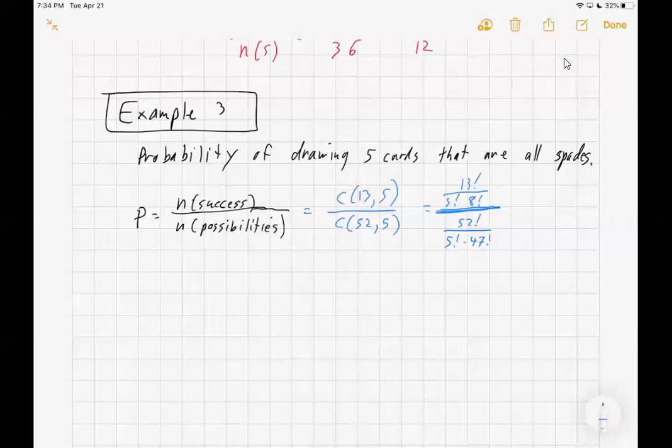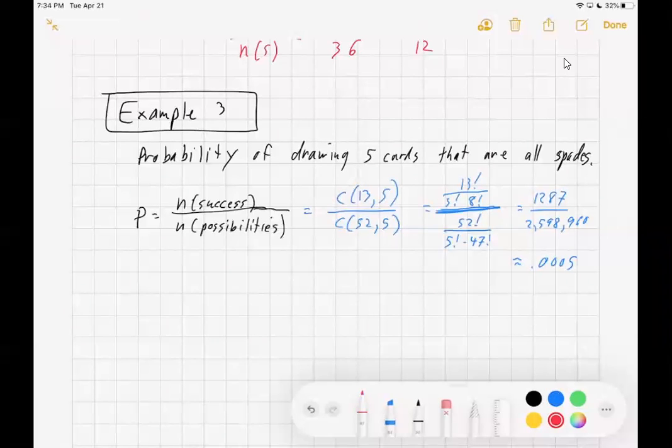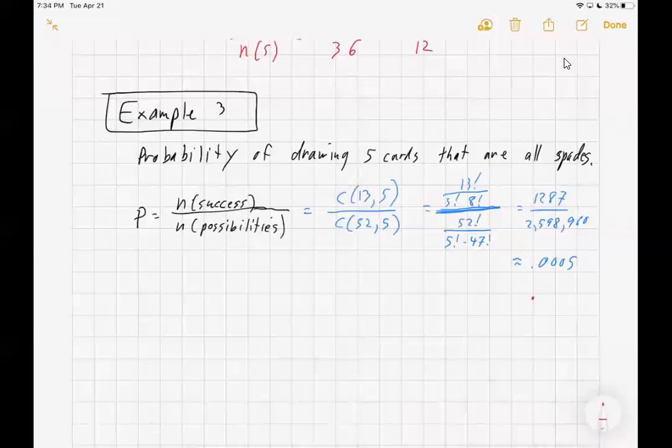The book has calculated for us that this comes out to be 1287 for the numerator over 2,598,960 for the denominator, which comes out to be about 0.0005. Remember, we will often like to talk in percentages when we think of probability. If we move 2 decimal places, this would be 0.05%. So it's very, very unlikely that if you were given 5 cards just off the top of the deck, they would all be the same suit, all being spades.